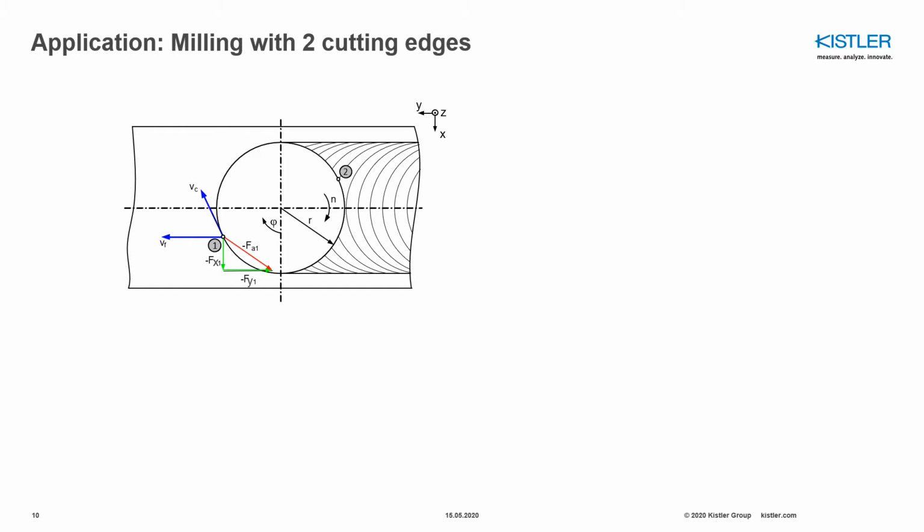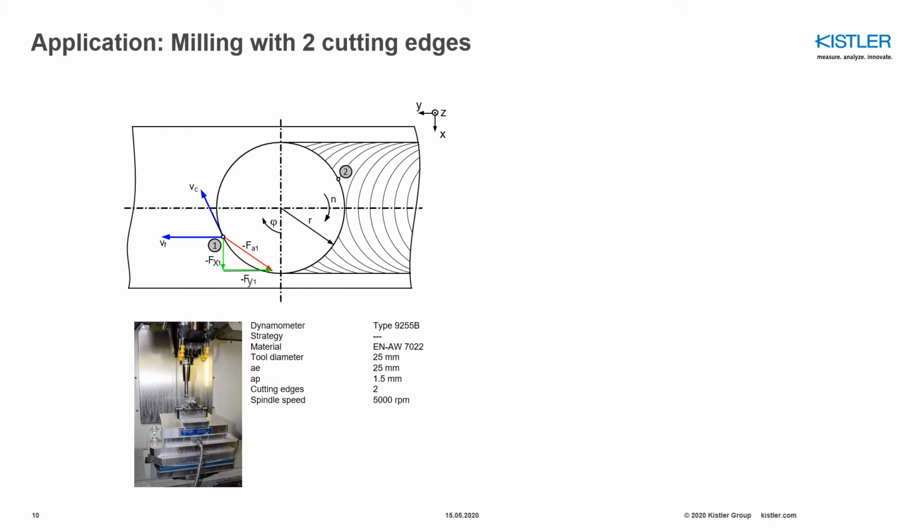Let's have a look at one application here, face milling with 2 inserts. You can see here, the measurement is made with a stationary dynamometer. You can see here the cutting conditions and the force measurement. As you can see here, the Fy is in the horizontal direction and Fx is vertical. You have the active force here. You have again the cutting velocity and feed velocity.